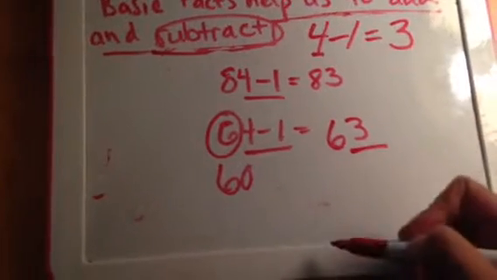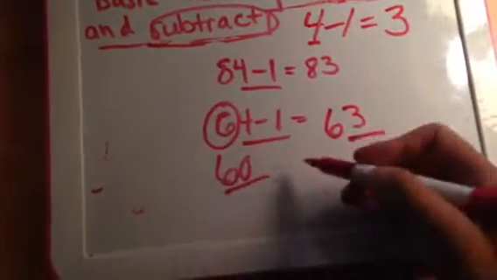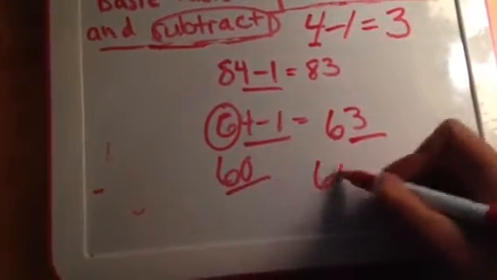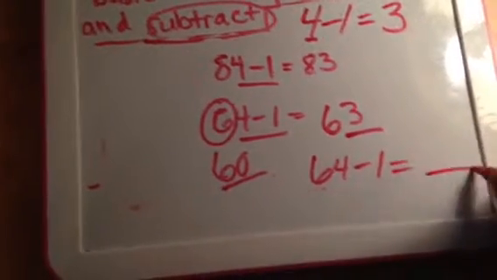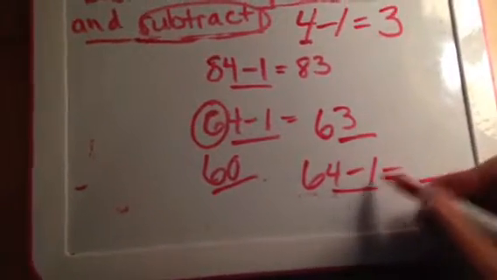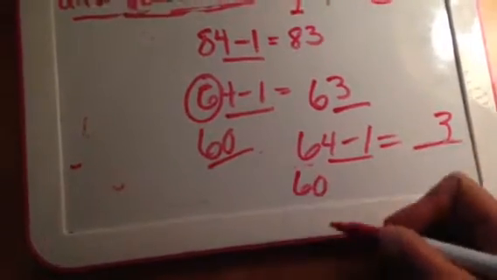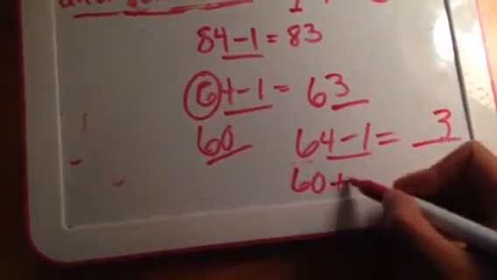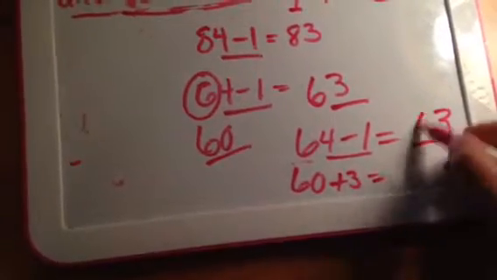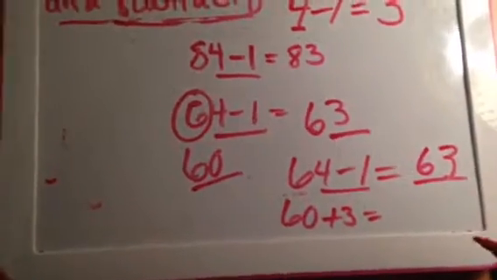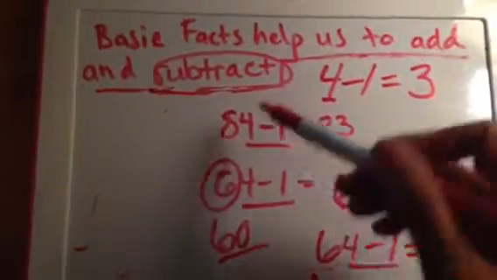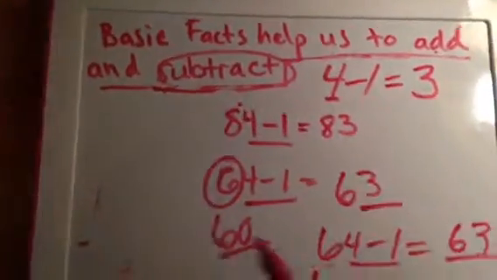I cannot forget. If this confuses you, think of it this way. 64 minus 1 equals what? Well, here's your basic fact. Put your 3 in the ones place. And imagine that you have 60 there. Well, what is 60 plus 3? It is 63. So you can use your basic facts to help you add and also to help you subtract.